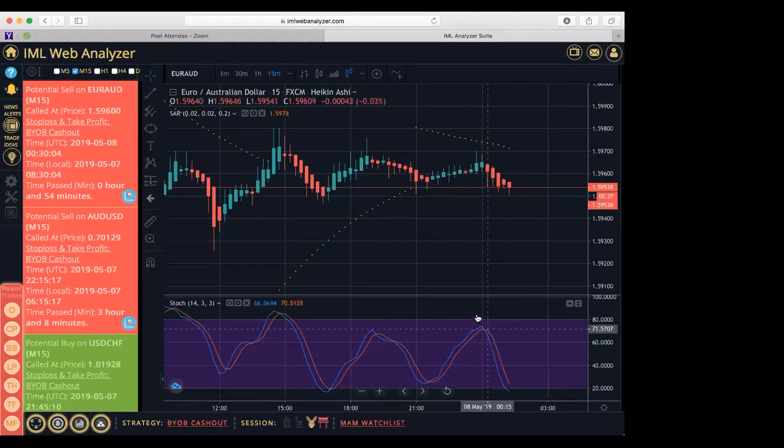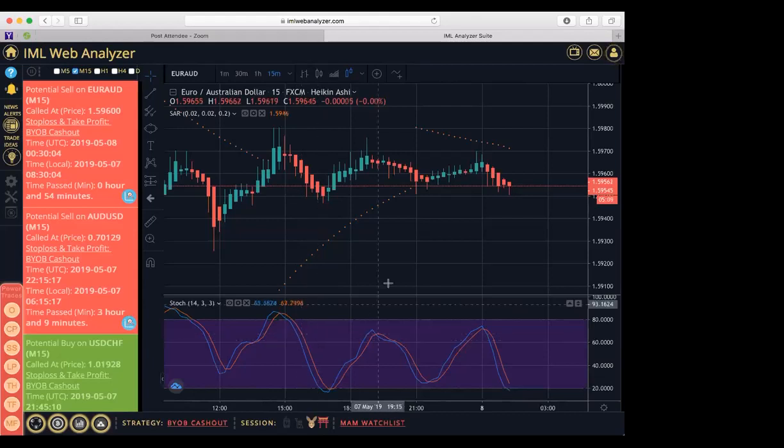If it's above 80, that means the market is overbought, so it's got to turn around. If it's below 20, it's oversold, so it's got to turn around. And so when the blue line crosses over the red in an upward trend, guess what? I'm headed in the right direction. The blue line crosses down in a downward trend, I'm headed in a sell. I'm headed in the right direction.